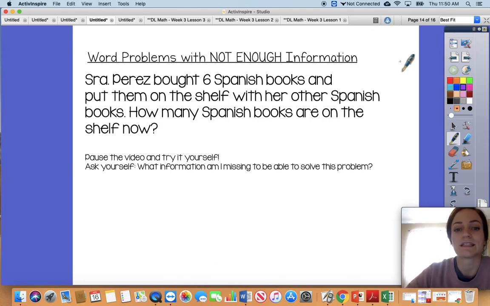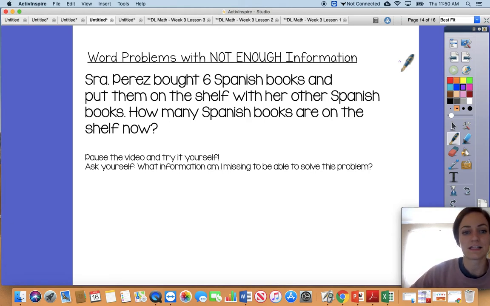Senora Perez bought 6 Spanish books and put them on the shelf with her other Spanish books. How many Spanish books are on the shelf now? So I want you to pause the video and ask yourself, what am I missing from this? What do I need to be able to solve this problem? And then go ahead and fill it in with your own information, okay? And solve the problem. Go.